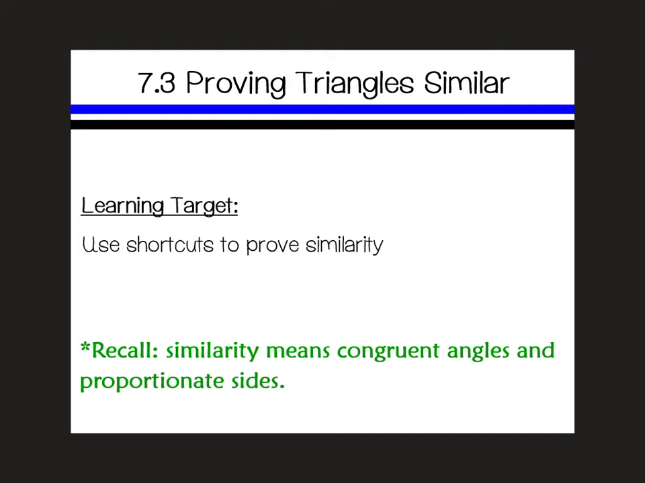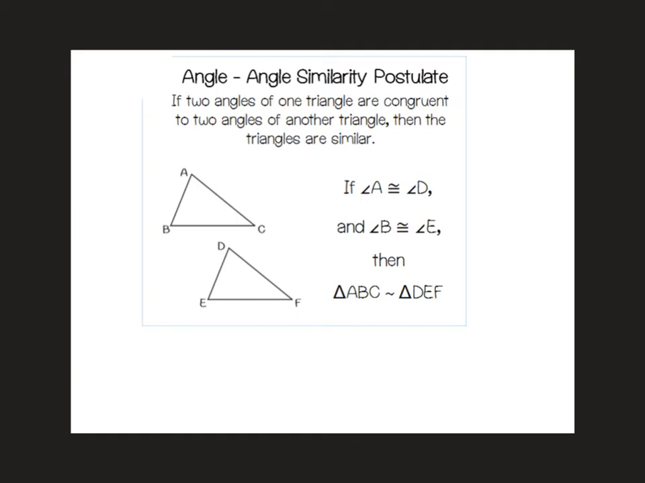All right, so we are going to do proving triangles similar today. So this is a lot like the assignment you did yesterday, but today we're focusing just on triangles. And there's actually 3 shortcuts you can use that will speed up the process. So your first shortcut is called angle-angle similarity.